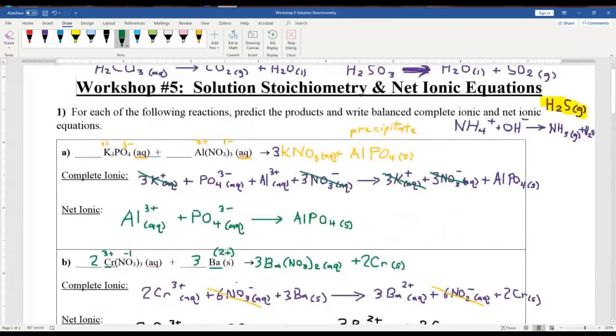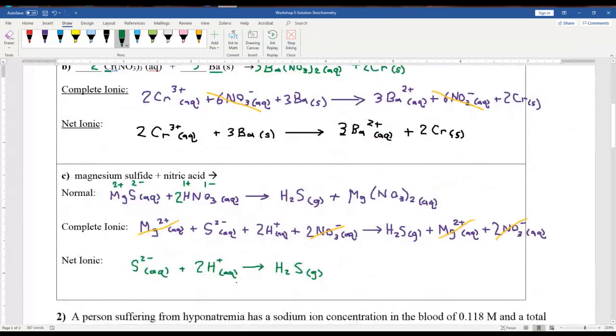So this is how you would break down these net ionic equations. First, write and balance the molecular equation. Second, write out the complete ionic equation. And third, cancel out the common ions in order to figure out the net ionic equation.